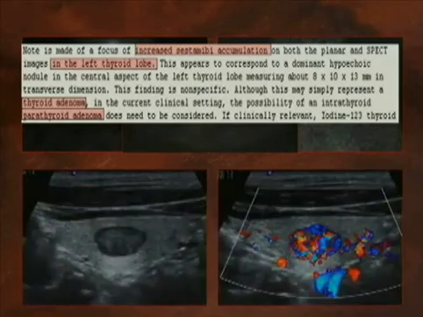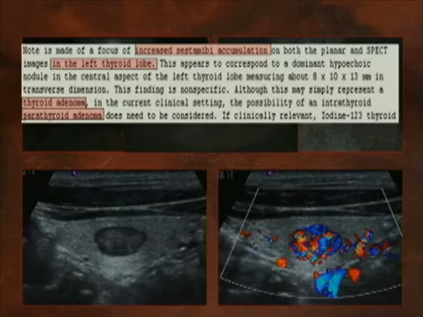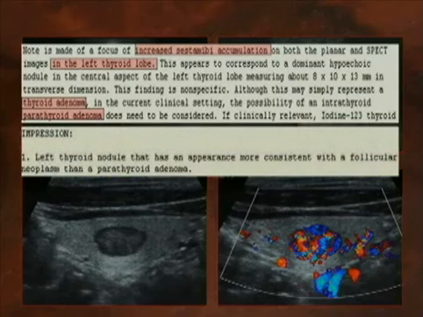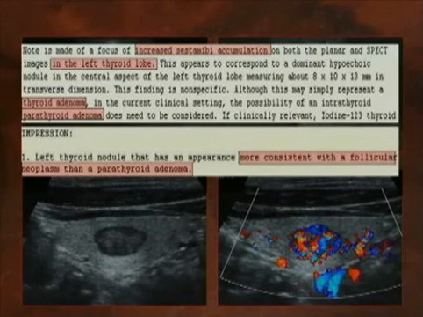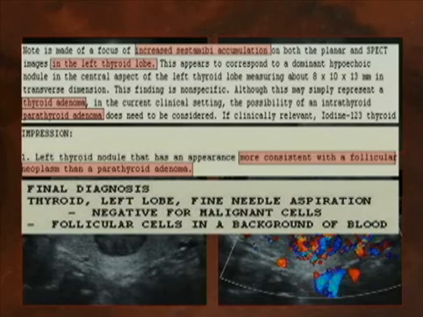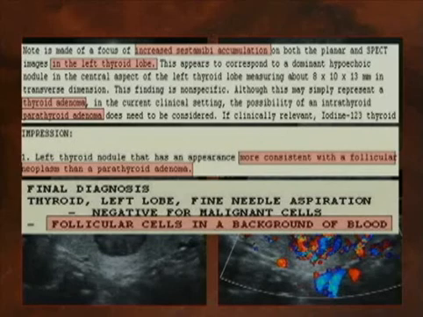So we went on and did an ultrasound on this patient, confirmed that there was a solid nodule in the left lobe of the thyroid, quite vascular on color Doppler imaging. And in our opinion, we thought that this was more consistent with a follicular thyroid neoplasm than a parathyroid adenoma. Given that potential differential, we decided we needed to aspirate this nodule, and the cytology from it came back as follicular cells in a background of blood. So this was in fact a follicular lesion.